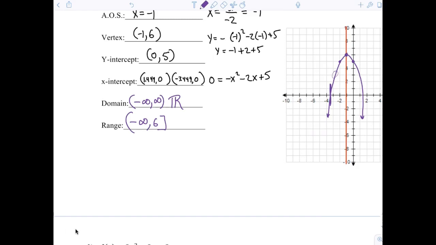You may understand that because remember, I told you about the range. You're looking up and down for the range. So how far down did you go? Negative infinity. Then how far up? All the way to 6. And then you had to stop because then you went back down. So you can go left as much as you want, and right as much as you want. But your up and down could be restricted by your vertex.